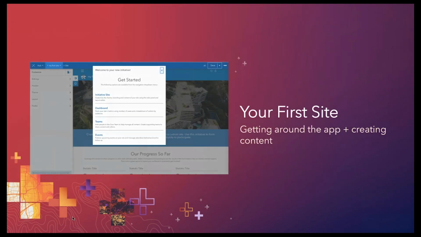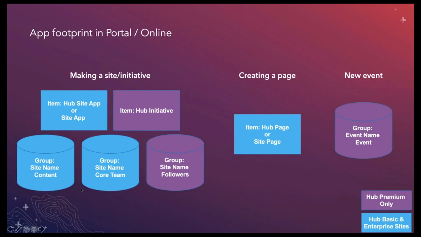some of those basics. So what was just done when we created that app is it created a footprint in ArcGIS Online. When you create a site or an initiative in ArcGIS Online, what happens is you're first creating a hub site application or a site app, depending on your context.